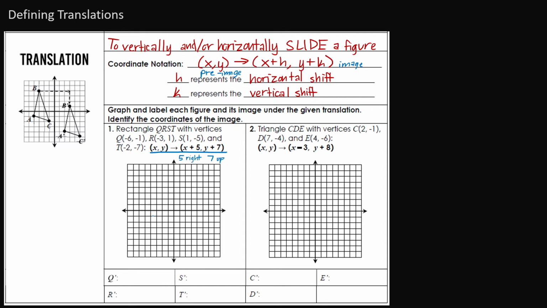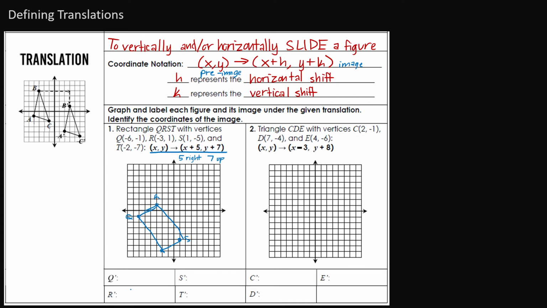So let's just start by graphing quadrilateral or rectangle QRST. So Q is at -6, -1. That's Q. R is at -3, 1. S is at 1, -5. And T is at -2, -7. So here is our lovely rectangle. This is our pre-image.